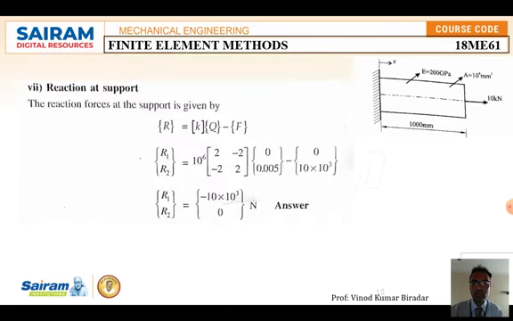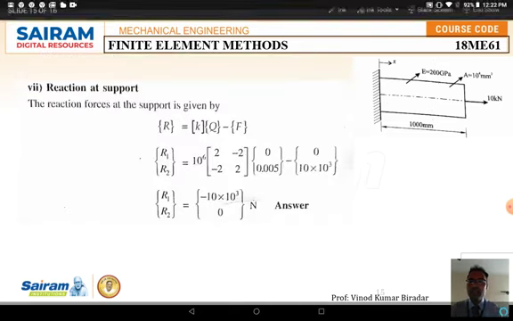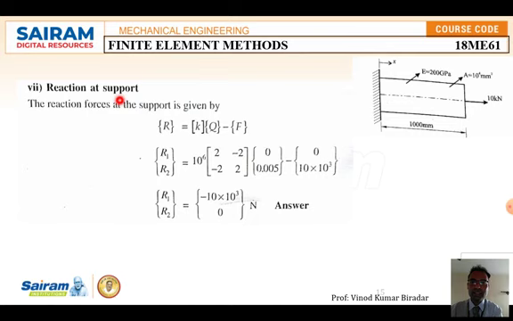We calculated the stresses. Finally, coming to the third, the reaction at each support. What is the reaction at each support? The formula we have is R is equal to K1 Q minus F. You already know the K value, substitute here. The Q value you already calculated, 0 and 0.05, and F they have already given. Here how many nodes are there? 1 and 2, so R1 and R2. Simplify this and you are going to get R1 equal to minus 10 into 10 to the power of 3, R2 equal to 0. This is about the reaction.